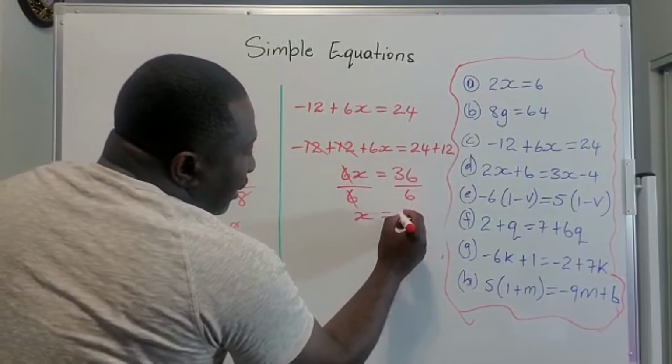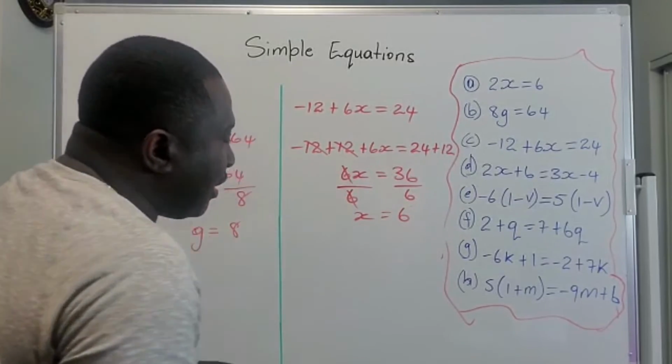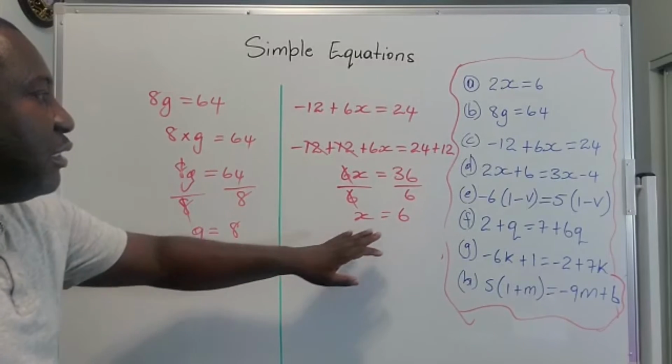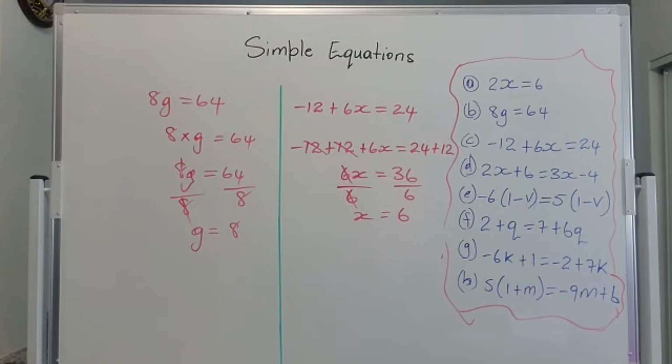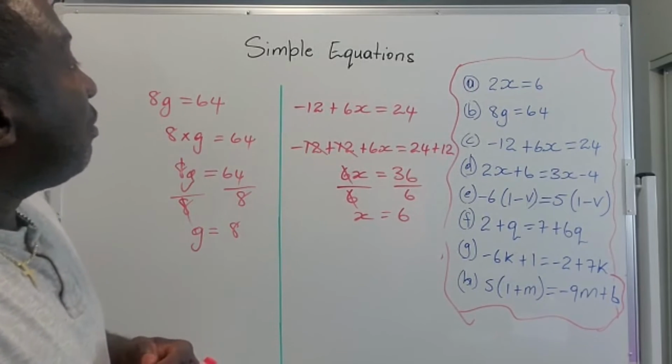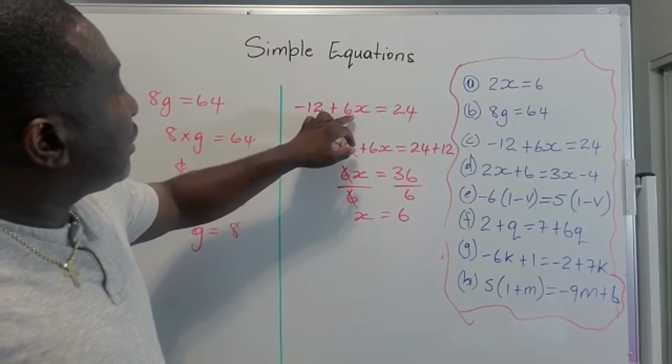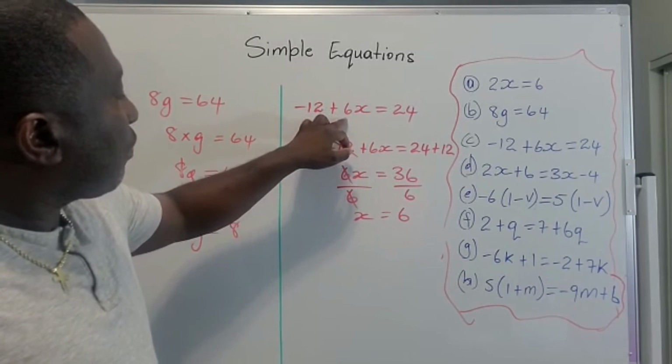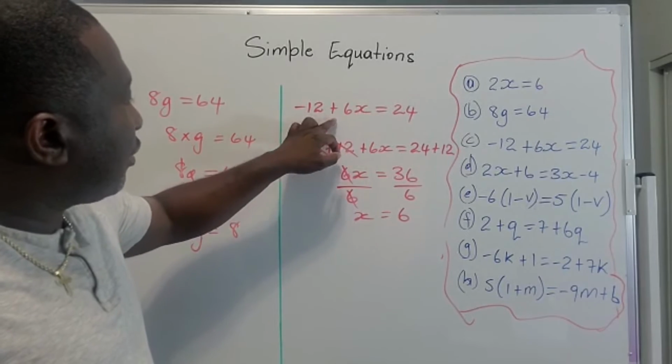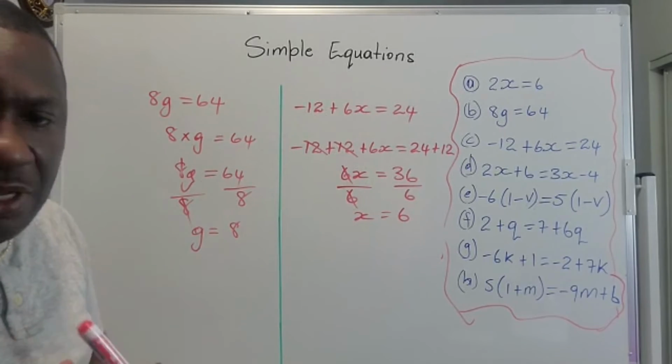36 divided by 6, our outcome is 6. And we can always prove your outcome, guys. It can be proven because it's saying that 6 multiplied by 6 will give us 36. So let us just prove our outcome in this one.